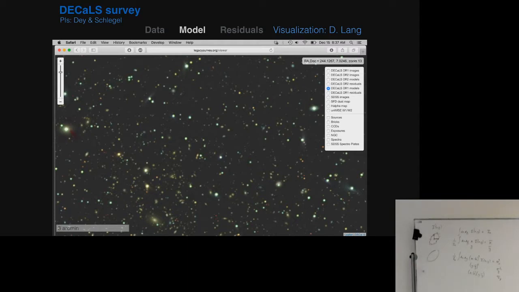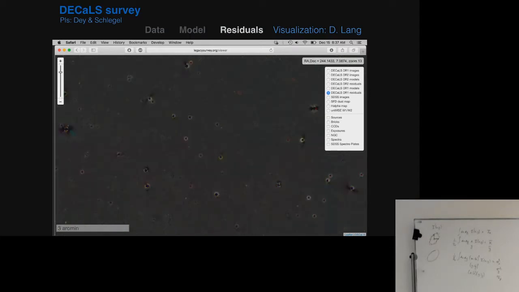Okay, to convince you that the model is a good representation, I can also look at the residuals. So I can do data minus model, and this is what one gets. You see that most of the objects are gone. We see the black background with some noise. For some of the brightest objects, having just 10 parameters to describe the objects is not enough. So for those, we will need more.